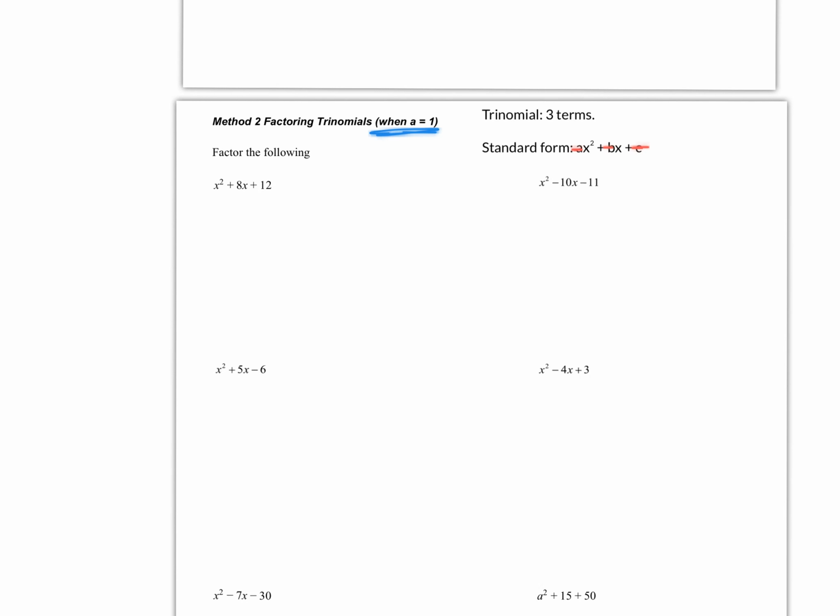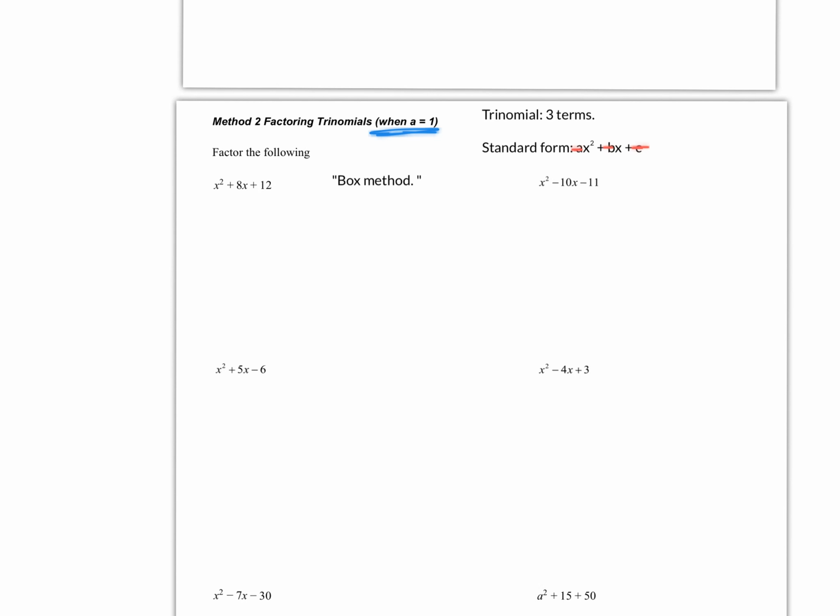And what we're going to be doing is what's called the box method. Now you might have seen other methods. Feel free to use other methods if you learn them, but the box method seems to work for all trinomials, even when a is greater than 1. So I want to use this box method on these. I want to introduce them now, and then we'll go from there.